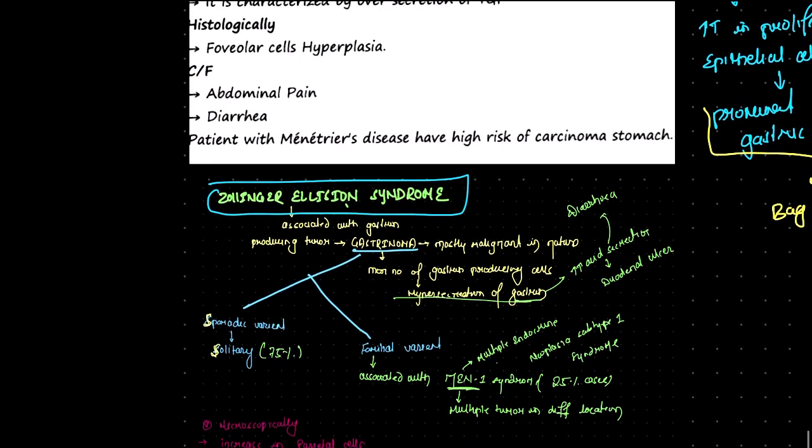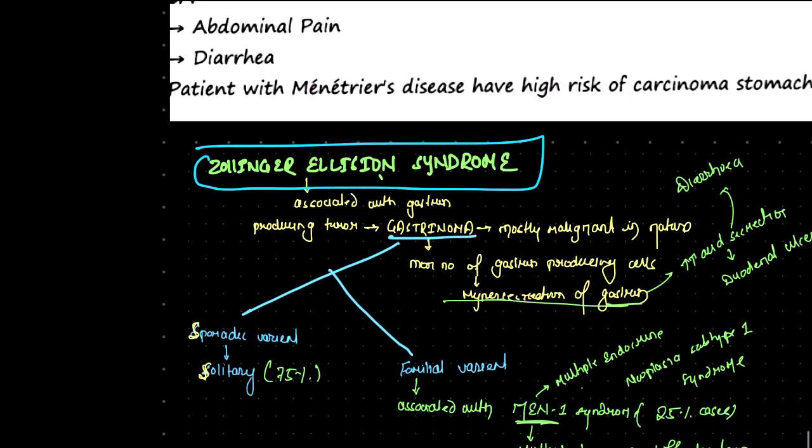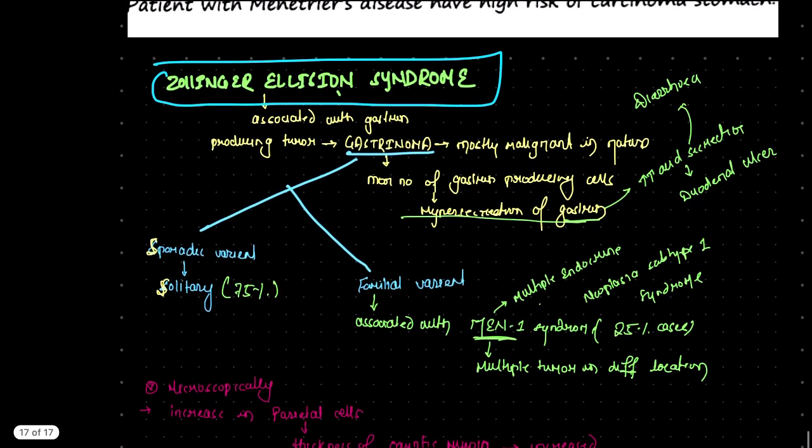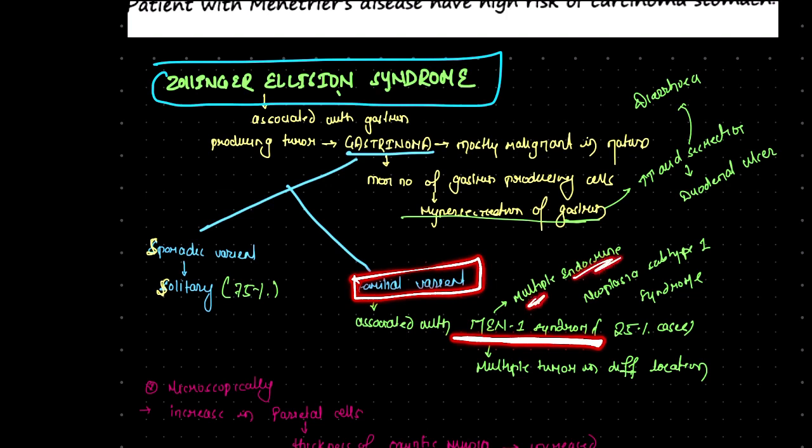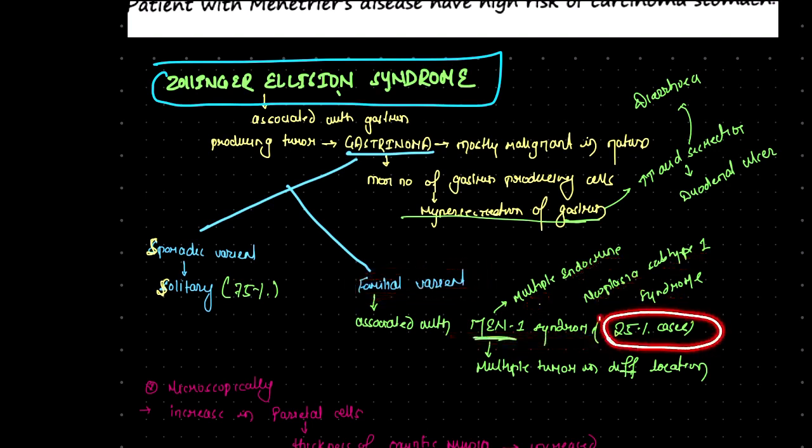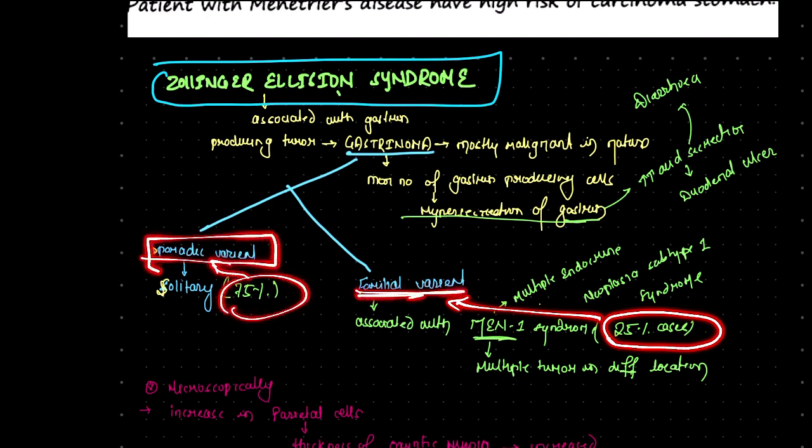That's all. Now, moving toward gastrinoma, there are two types that we are going to discuss. One is sporadic, which is the solitary type, and one is the familial variant. The familial variant is associated with MEN 1-like syndrome. What is this? It is multiple endocrine neoplasia subtype 1 syndrome. About 25% of the cases are familial, whereas 75% are sporadic.